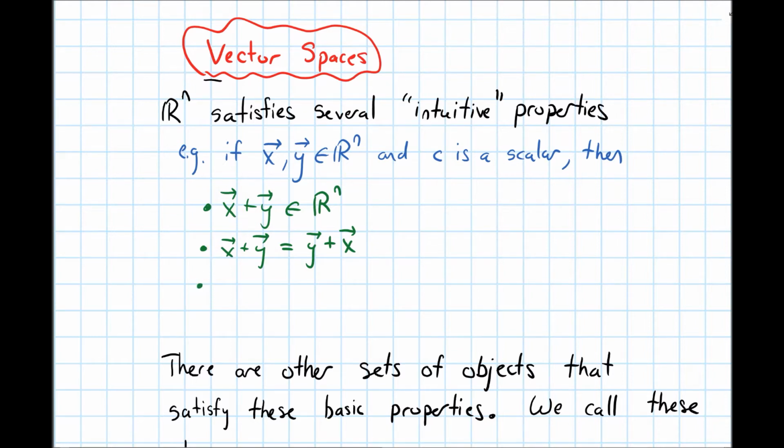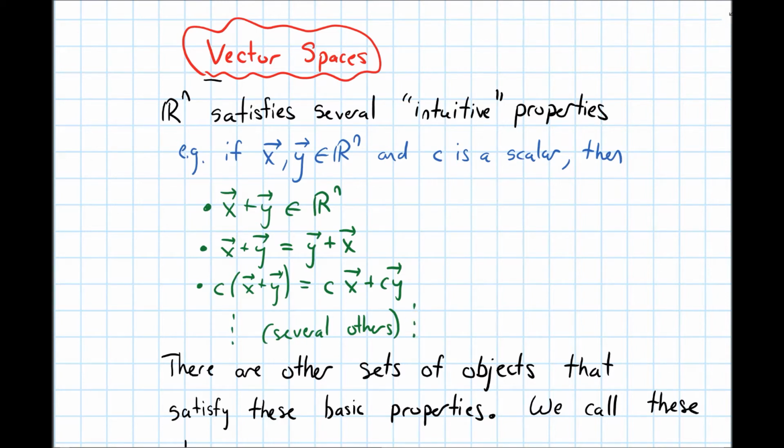So there's a bunch of others. I'm just going to list out one more. What about if I have c times (x plus y) in parentheses? We can distribute a scalar over vector addition and get c times x plus c times y. So these are just a few of these intuitive, basic arithmetic properties that Rn satisfies, but there are several other properties like this.